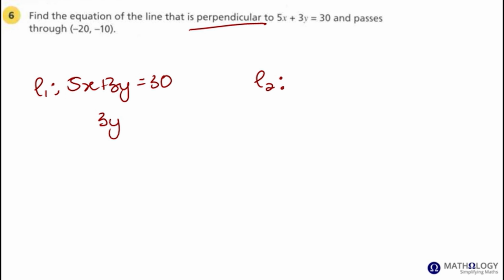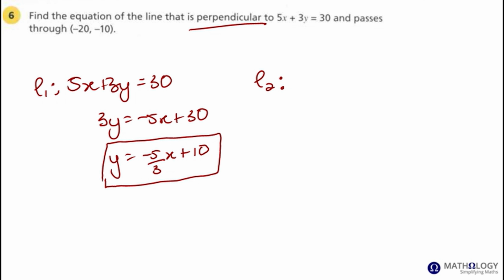Question 6. Find the equation of the line perpendicular to 5x plus 3y equals 30 and passes through the point minus 20, minus 10. Okay, so the line, let's call this line 1, is 5x plus 3y equals 30. Now, before we consider line 2 being perpendicular to line 1, we are going to get line 1 into standard form. So 3y equals minus 5x plus 30. We divide through by 3, y equals minus 5/3 x plus 10. This is line 1 in standard form now. The gradient of line 1 is minus 5/3.